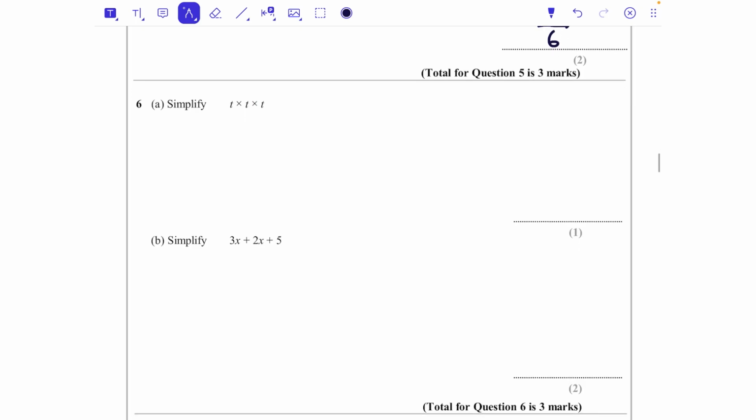Okay, question number 6, t times t times t. So that is going to be t cubed.